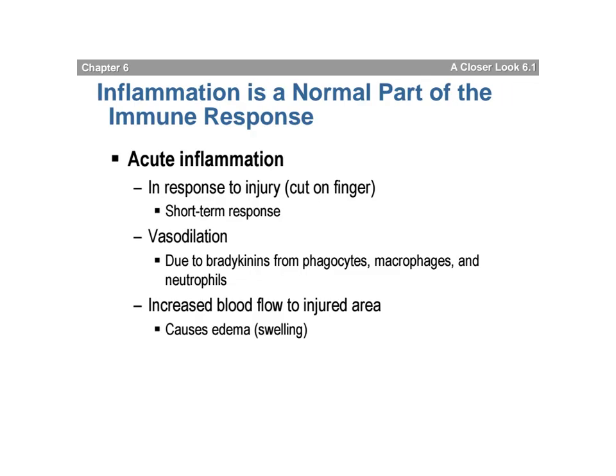Okay, inflammation is a normal part of the immune response. And there are two types of inflammation, acute and more chronic inflammation. So acute inflammation is generally a good thing. So for example, if you were to cut your finger, you'd have an acute inflammation response. This would be a short-term response. You'd have vasodilation. And this is due to bradykinins, which are released from phagocytes, such as macrophages and neutrophils. You'd also have increased blood flow to the injured area, causing edema.